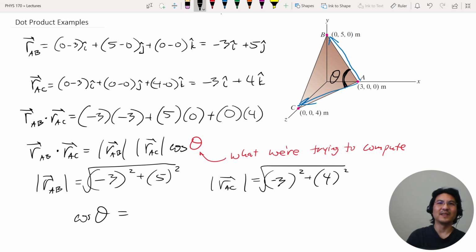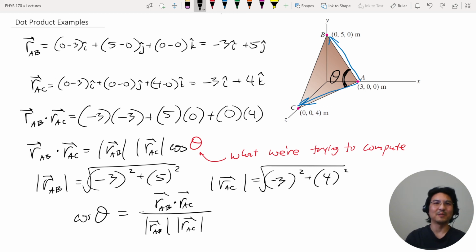Cosine is, just move these over to the denominator. So we got this dot product, which we know the answer, divided by these two magnitudes, which we know both of these. Right, and then just do arc cosine. Got it. We got our answer, right?